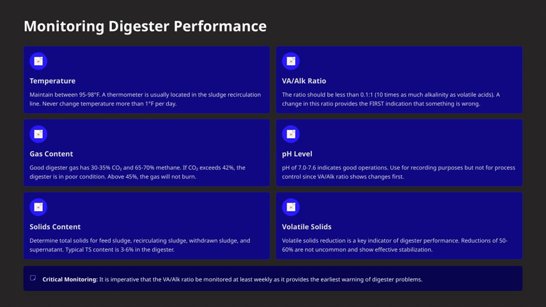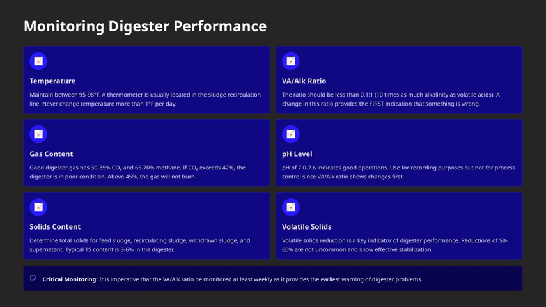Next, the VA to ALK ratio. This ratio should be less than 0.1 to 1, meaning there's 10 times more alkalinity than volatile acids. If this ratio changes, that's actually the first sign that something might be off with the digester. It's a key early warning indicator.